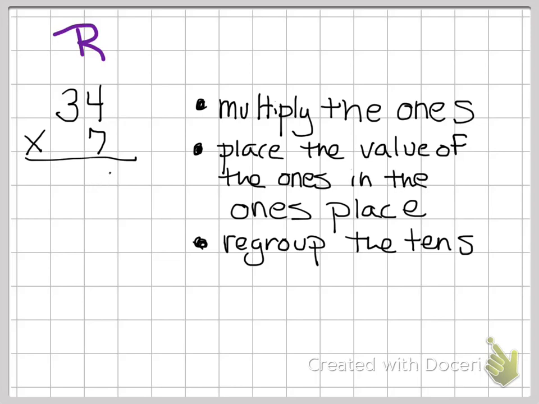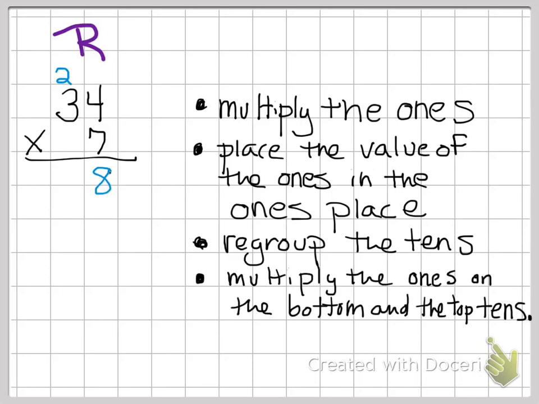Wait a second, I'm going to put this in another color. I think it helps. So I placed my ones, I regrouped my tens. Then I'm going to multiply the ones times the tens. So the 1 on the bottom factor times the tens place in the top. So multiply the ones on the bottom and the top tens. And when I say ones, I mean ones place and the top tens place value. So that's what's up next.